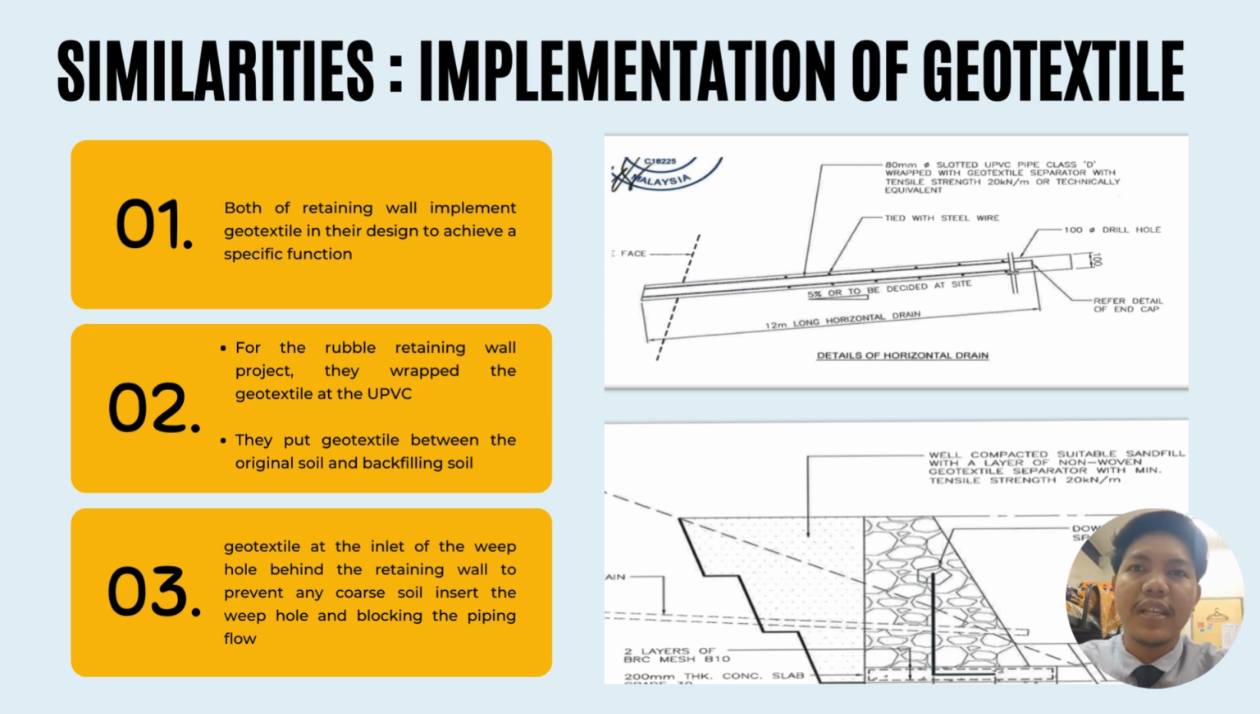they use geotextile at the weep hole, where they put the geotextile at the inlet of the weep hole, so the soil cannot penetrate the weep hole and make flow blockage. And the second part, they use geotextile in this reinforced concrete retaining wall between the original soil and backfilling soil, which is to increase the bonding between the original soil and backfilling soil.